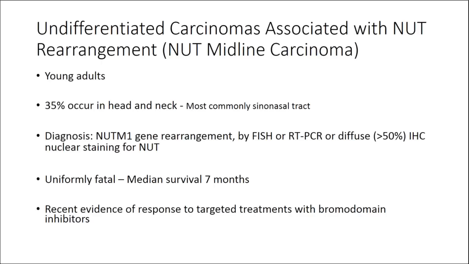These are uniformly fatal, usually with a median survival of about 7 months. And that's why I think finding these different translocations is very important, because they are beginning to see some responses to bromodomain inhibitors. So as we become more and more able to diagnose these types of lesions, hopefully they'll be able to develop therapies for these patients, for these uniformly fatal neoplasms.